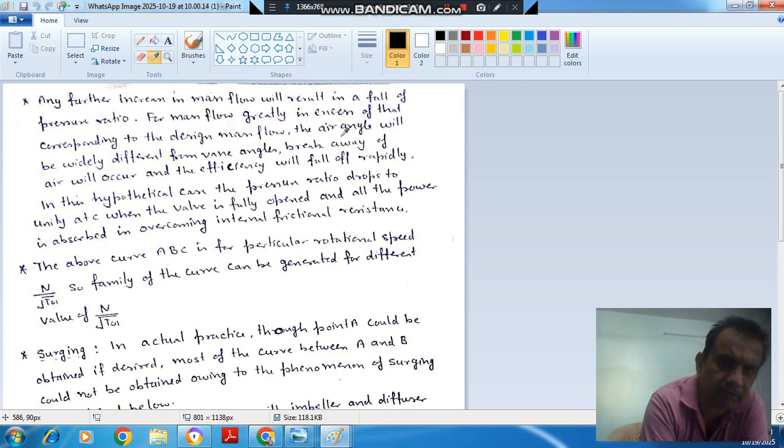For mass flow greatly in excess of that corresponding to design mass flow, the air angle will be widely different from the vane angle. Breakaway of air will occur, and efficiency will fall off rapidly. In this hypothetical case, the pressure ratio drops to unity at C when the valve is fully opened and all power is absorbed in overcoming the internal frictional resistance. The above curve ABC is for a particular rotational speed N/√T01. So a family of curves can be generated for different values of N/√T01.